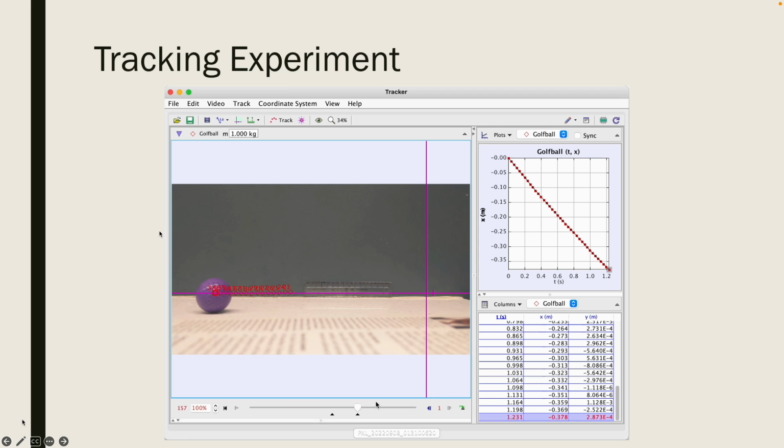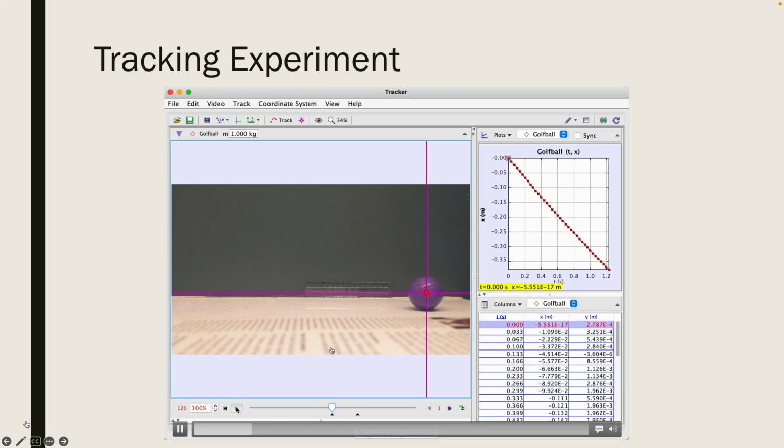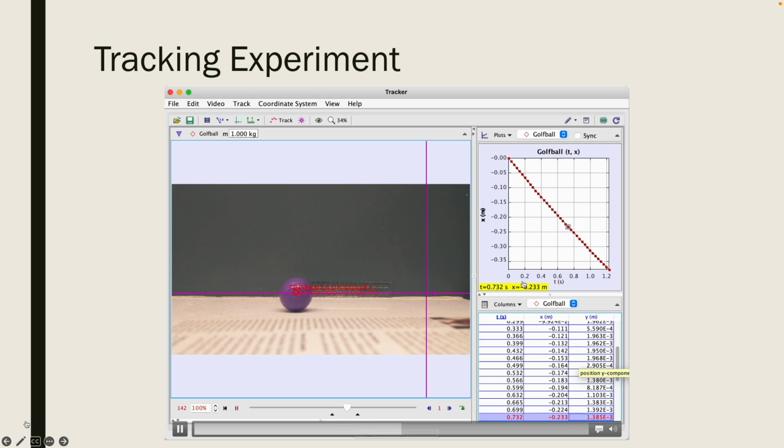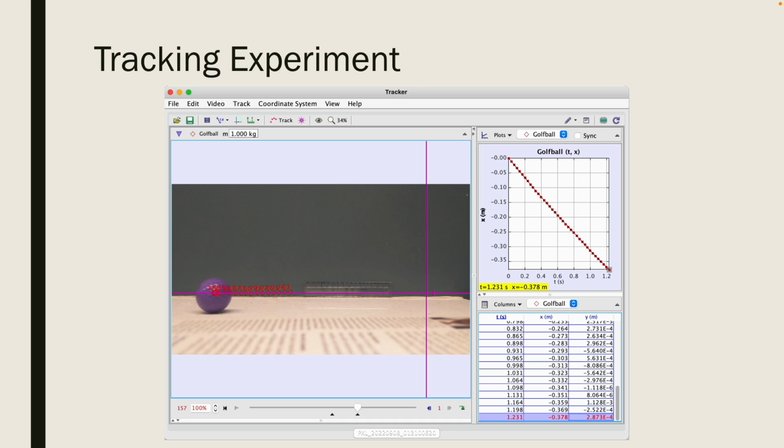So here, looking at the tracking experiment, we can see the setup with the axes. This is the origin right here. So when I play the video, we can see that the golf ball starts at the origin and starts rolling to the left, which is the negative direction in this case. And we can see here that the position versus time is plotted here. It has a negative slope because it is traveling in the negative direction. And we can see it looks pretty linear, which is to be expected because we are trying to model something that is traveling at constant velocity.